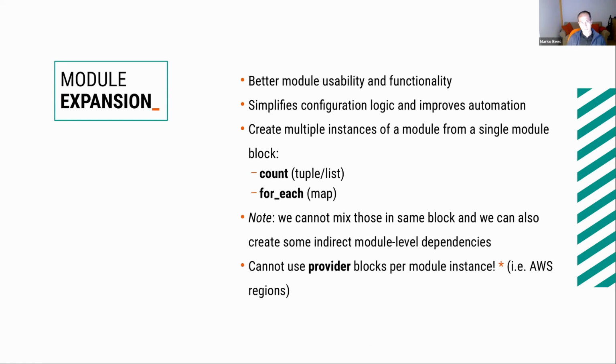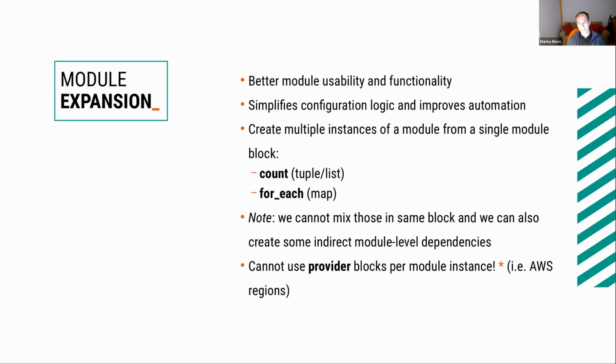So let's have a quick look at what module expansions we got there. First of all, there is better module usability and functionality now. That means the configuration logic and automation is very much simplified, in a way that probably the most wanted feature that was introduced was count. If you were using Terraform before, this is probably the feature that was missing.